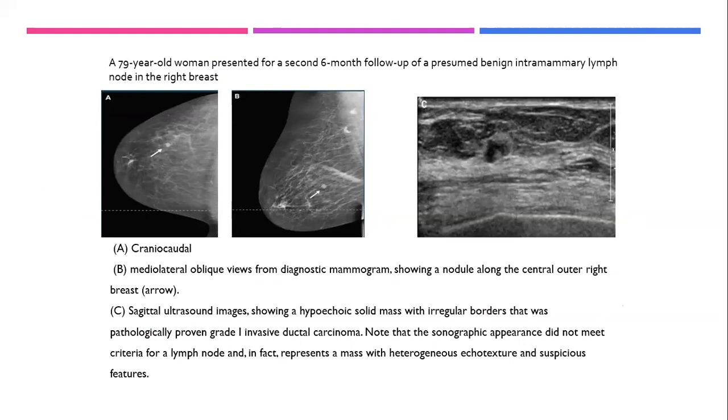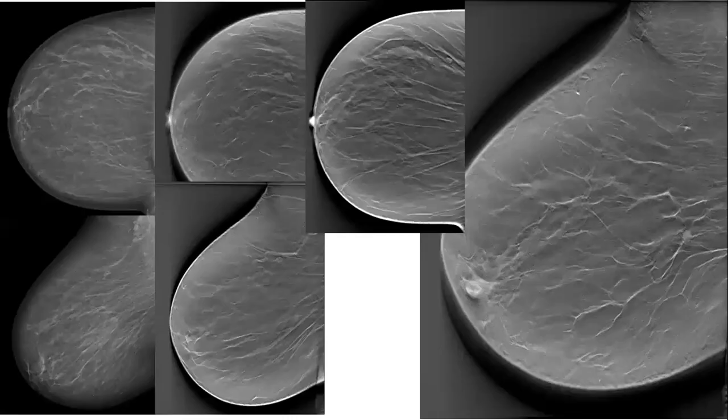And even on ultrasound, you might think about a fatty hilum, but actually it is an irregular heterogeneous mass. Look for the surrounding rim or thick halo. A biopsy was performed, and they found it to be a small invasive ductal carcinoma.